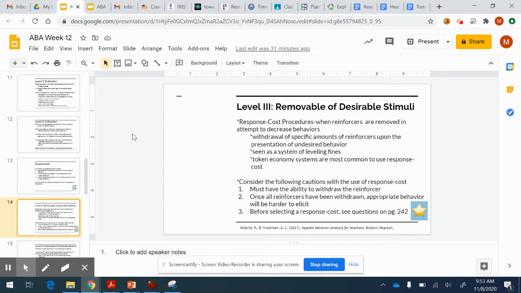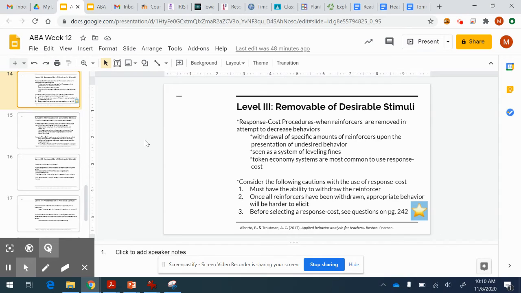The next level is level 3, the removal of desirable stimuli. So in building an FBA, building a BIP, we talked a little bit about response cost. So the response cost procedures are when reinforcers are removed in an attempt to decrease behaviors. So when we're using response cost, what we're doing is we're withdrawing specific amounts of the reinforcements upon the presentation of undesired behavior. These can also be seen as leveling fines.